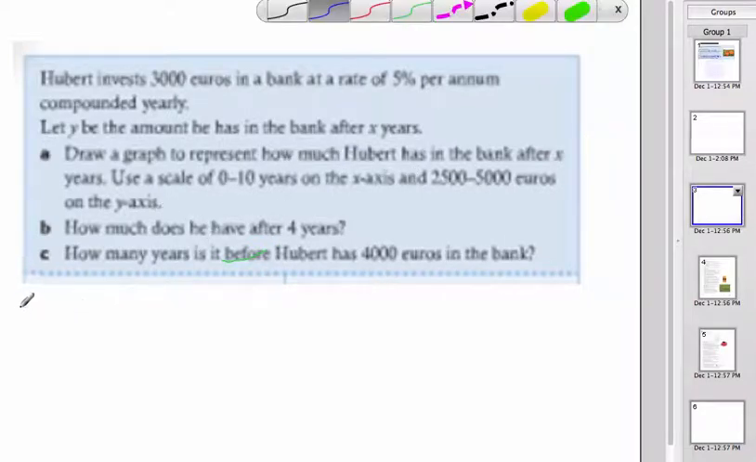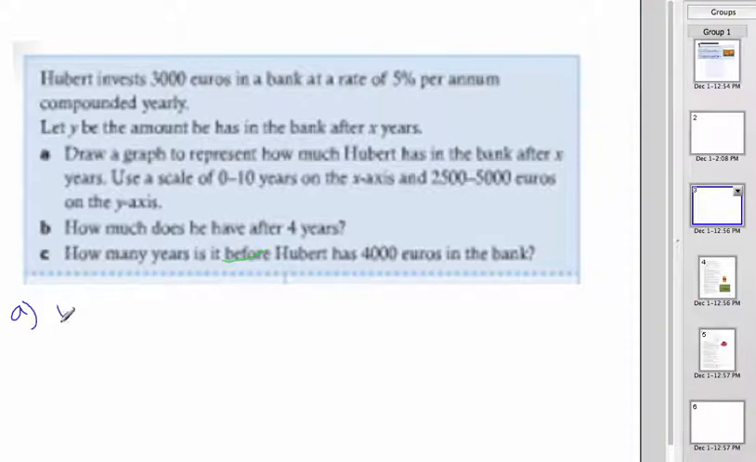So for part A, we're going to write an equation first. So he starts off with 3,000, that's the initial value, and we're increasing at a rate of 5% per year, so you could do 1.05 to the power of X in order to get the amount of money he has in the bank at any given year. Okay, so we've typed that in our calculator.